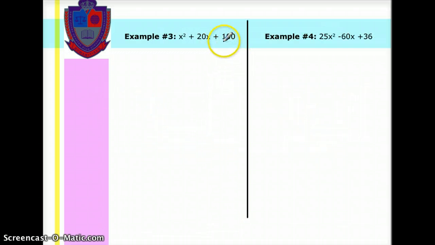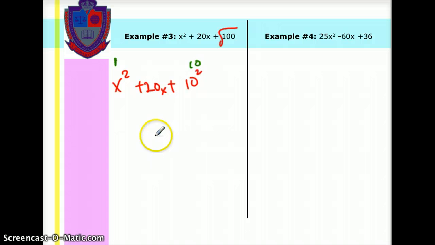So, I need to take the square root of this number. So I'm going to rewrite it. This is actually x squared plus 20x plus 10 squared. What I like to do is my a is 1 here, and it's 10 here. Okay, remember that's my a and my b in this sense. So I multiply these two. I say 1 times 10 is 10, and then I times this by 2.